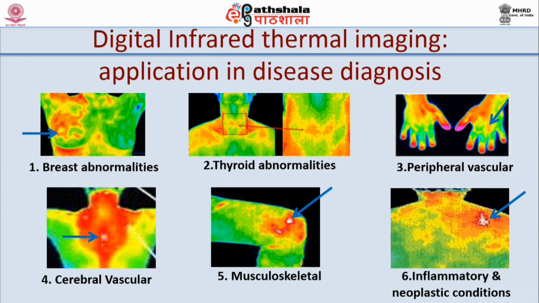Similarly, the thyroid in the second picture, and the third, peripheral vascular disease, where you see the tips of the fingers are again red in color, showing that these areas are much more heat producing, which means the metabolic rate is high for various reasons. And again, cerebral vascular diseases, or the knee or skeletal muscle, or even an inflammation which has a neoplastic condition. Neoplastic means cancer conditions. All this can be seen in thermal imaging. It is a very simple tool and can be easily understood.